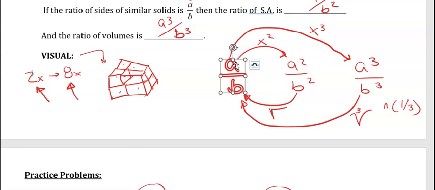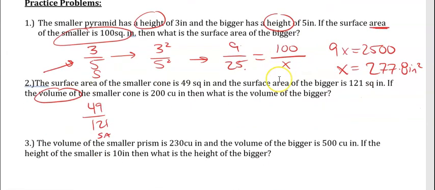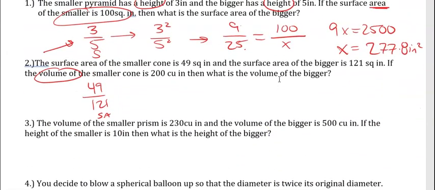No, we need to go back to sides. And once we go back to sides, then we can go to volumes. So how do we go from surface area to sides? Square root. That gives us 7 to 11. That's the ratio of sides now. And what do we have to do to those to have the ratio of the volumes? Cube it. So we're going to cube this one, and we're going to cube that one.